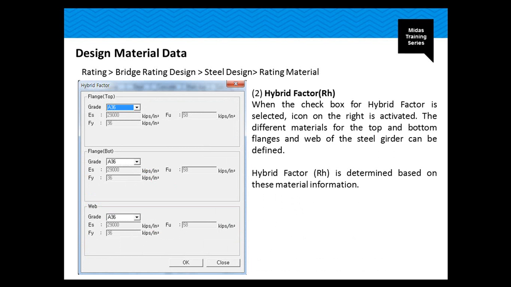For the hybrid factor, which I just mentioned, RH, when you check the box for the hybrid factor, then the icon is activated and you can define the materials for the top and bottom flanges and the web of the steel independently. So let's say you have a 36 on the top and bottom, and then on the web you have another material. You can tell the program which material it is, and then the program determines the hybrid factor from there based on those materials that you define.